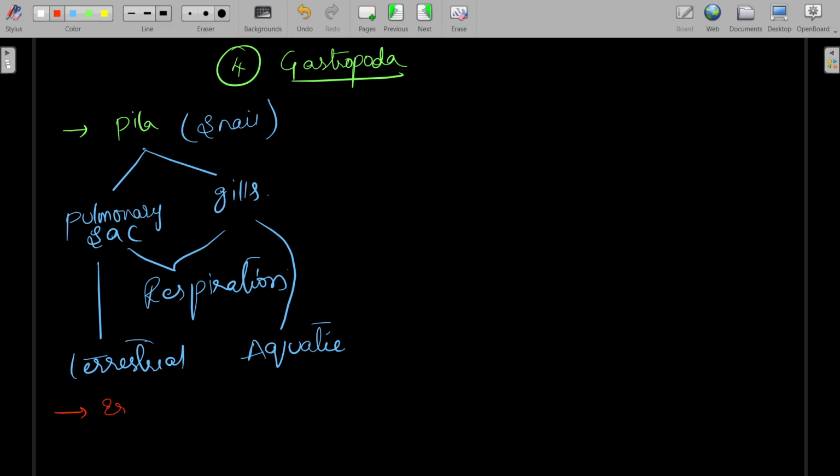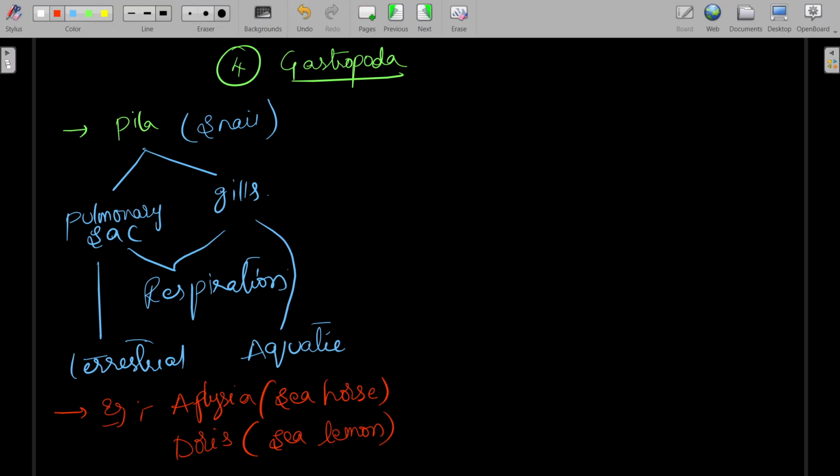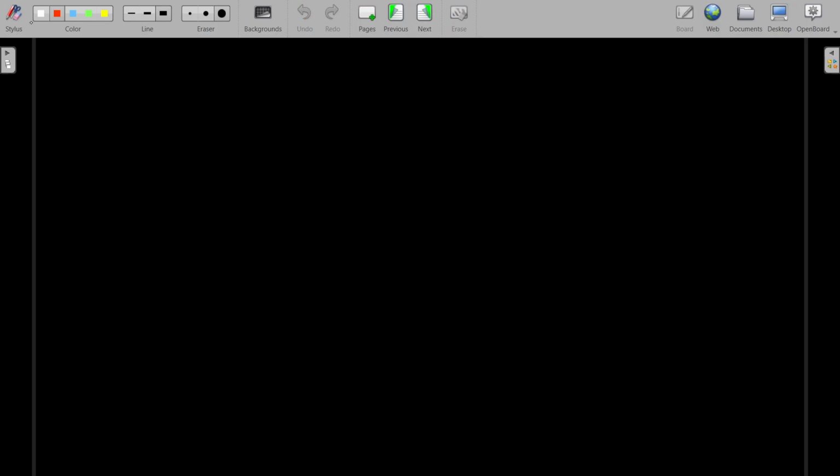The examples are Aplysia, the sea hare, and Doris, the sea lemon. So this is the class 4, Gastropoda.